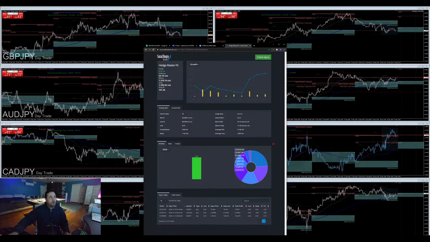So that's pretty cool: you have your managed account, and then you get to see your account manager do a recap on the trades I made on your account. So that's that right now.